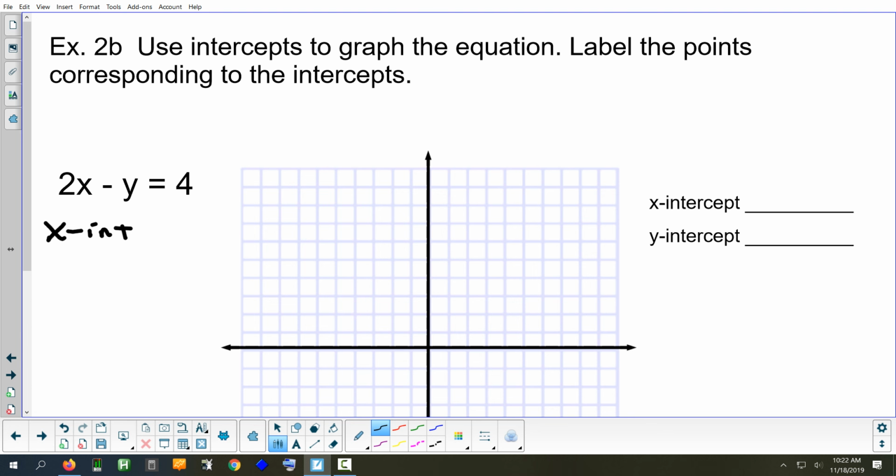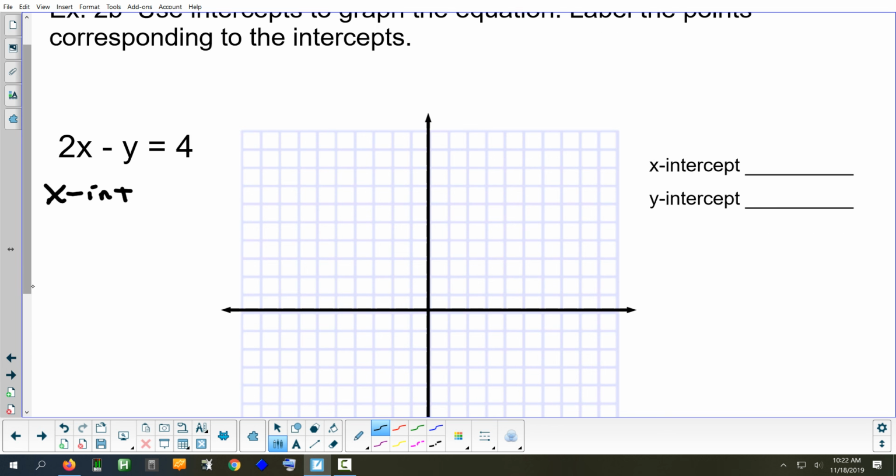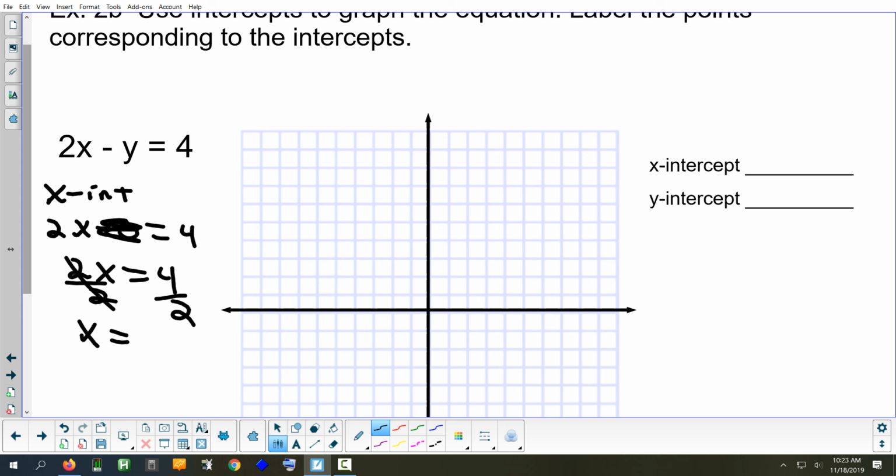So, Julia, how do I get my x-intercept? Plug in 0 for y. Perfect. Plug in 0 for y. Can you tell me what that'll look like if I do that? 2x equals 4. Right, because it's going to be 2x minus 0. This y is just going to disappear. So all you have is 2x equals 4. And how about Elizabeth? Once I have that, what would I do on each side to get x by itself? You divide by 2. Yep, divide by 2. And 4 divided by 2? 2. That's my x-intercept.